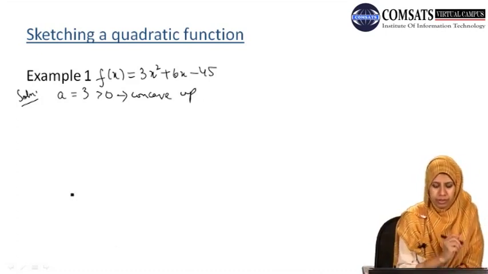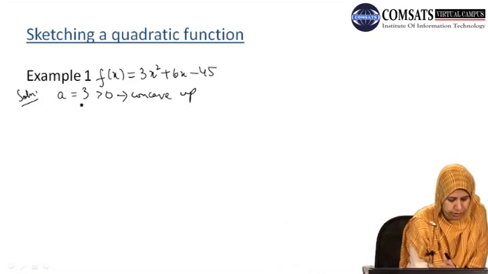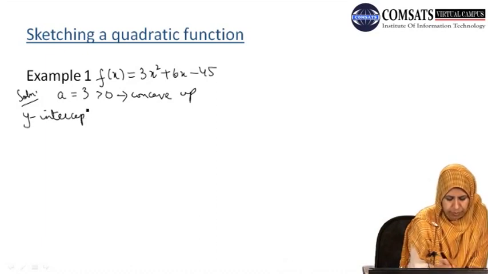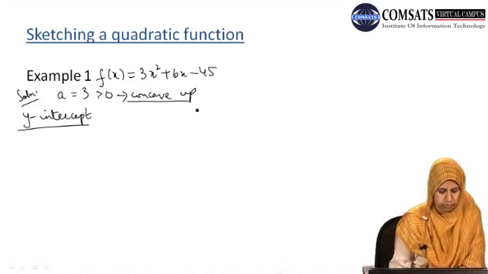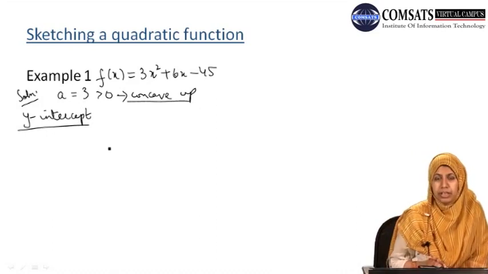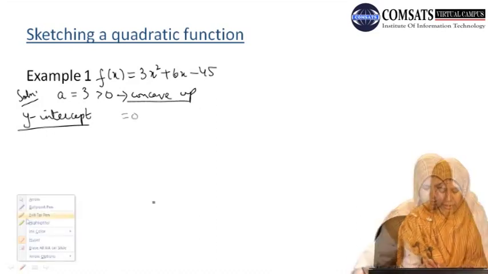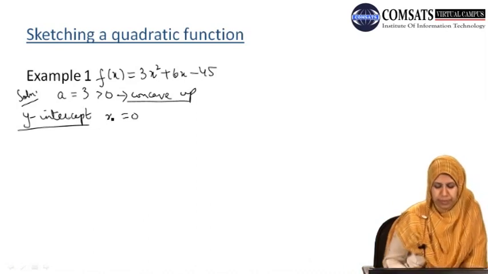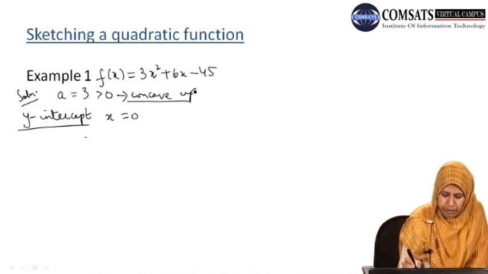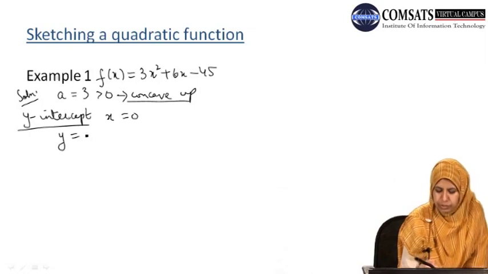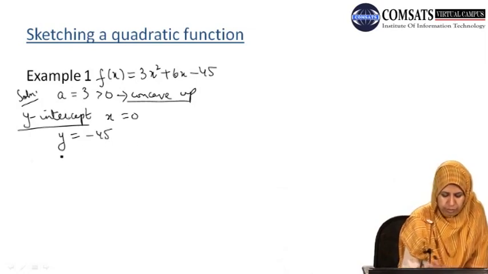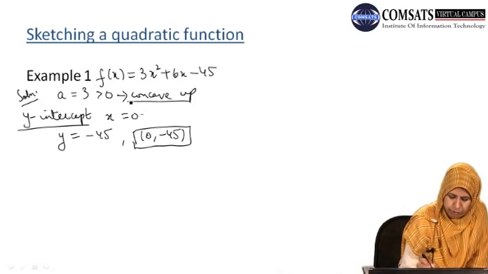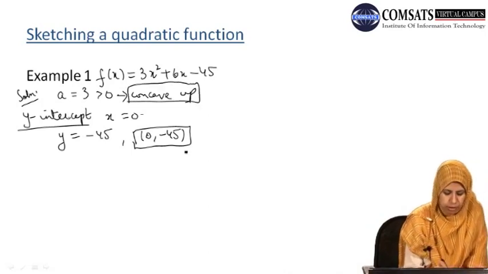Okay, first thing we have already calculated. Now we are interested in the y-intercept. One important thing: to find the y-intercept, we only have to put the value of x equals 0, and from there we obtain that y equals 0 minus 45. So the y-intercept is (0, -45). This is helpful and important for us.